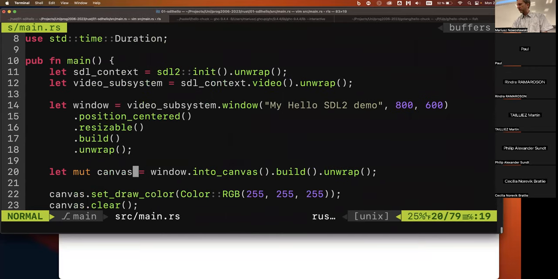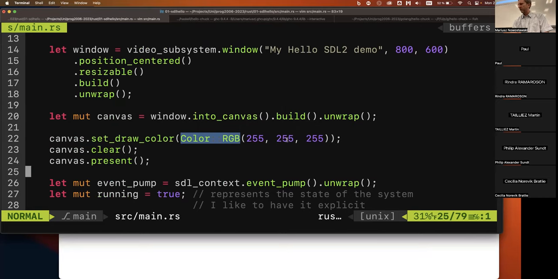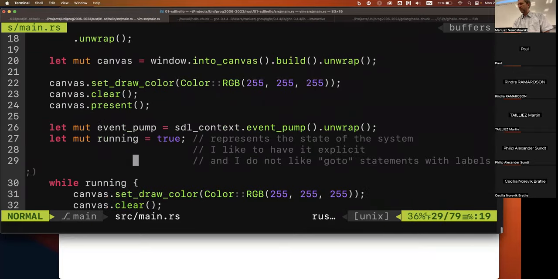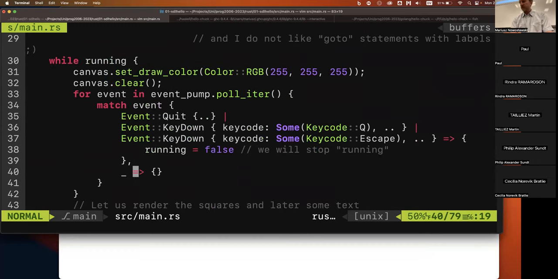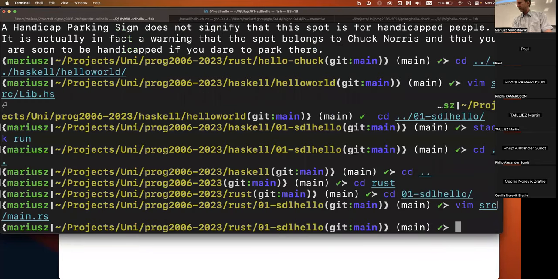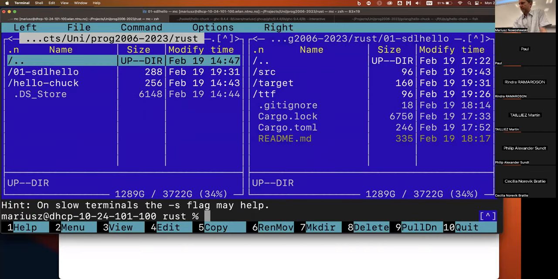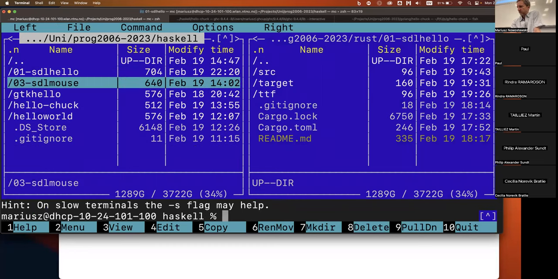And for example, dealing with colors, you have this color RGB, and then you're specifying the colors in a nice way. In Haskell, those are all vectors of four dimensions, right? Or three dimensions. And we use V4 or V2 to represent them. And it feels a little bit more ugly. So the SDL01 is a very hello world code, very imperative in Rust and in Haskell, of how to do things and how to do the event loop. So this is the fundamental implementation. And then let me go to, in Rust, I don't have 03, but in Haskell, we have 03.